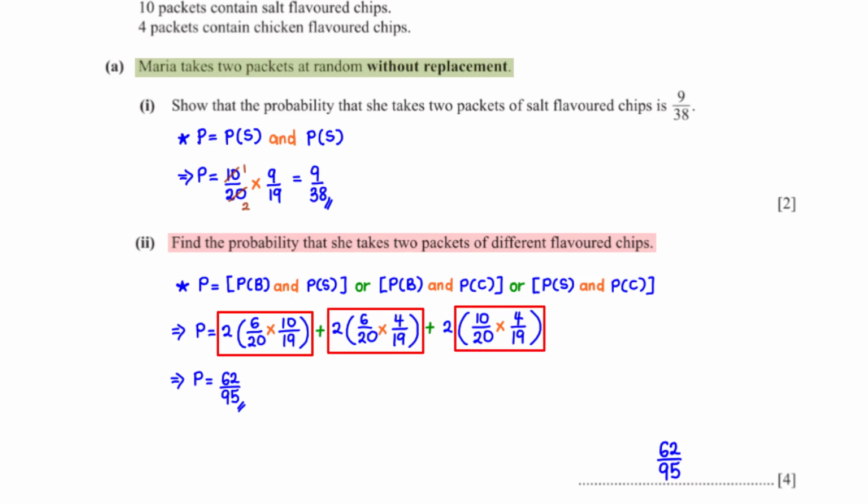The probability that she picks a salt flavored chips is 10 over 20. Without replacement, the probability that she picks a packet of chicken-flavored chips is 4 over 19. The order in which she picks the chips may be reversed, so we multiply this by 2. When we type this into the calculator, we get 62 over 95.